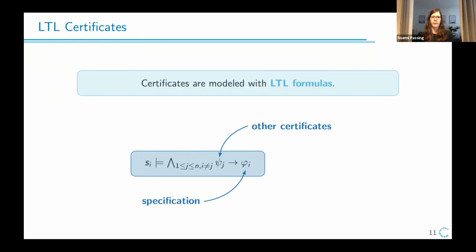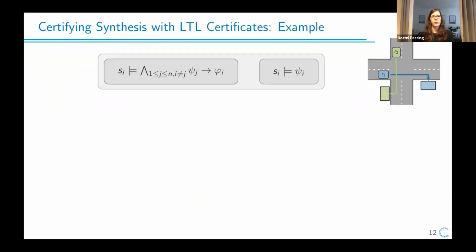Furthermore, we have to ensure that our process sticks to its own certificate. And we can do this by just requiring our strategy to satisfy its certificate. As an example, consider our robots again, and an LTL certificate that states that robot R2 will always give priority to R1 at crossings, because here it is always the case that if R1 is at the crossing, R2 will not move forward in the next step.